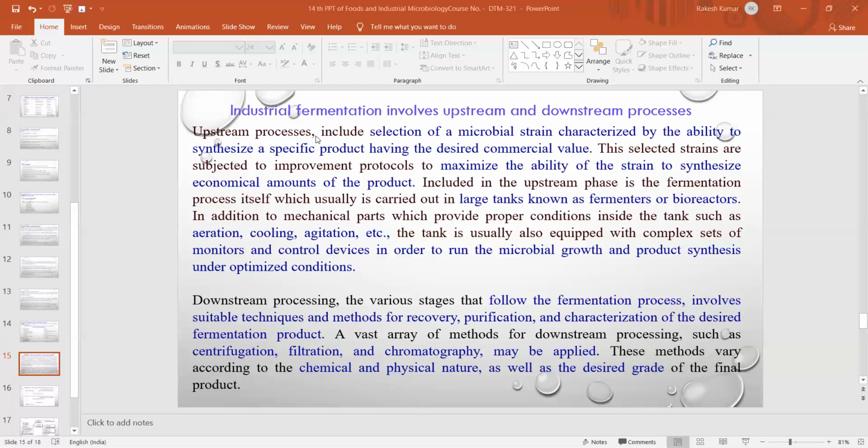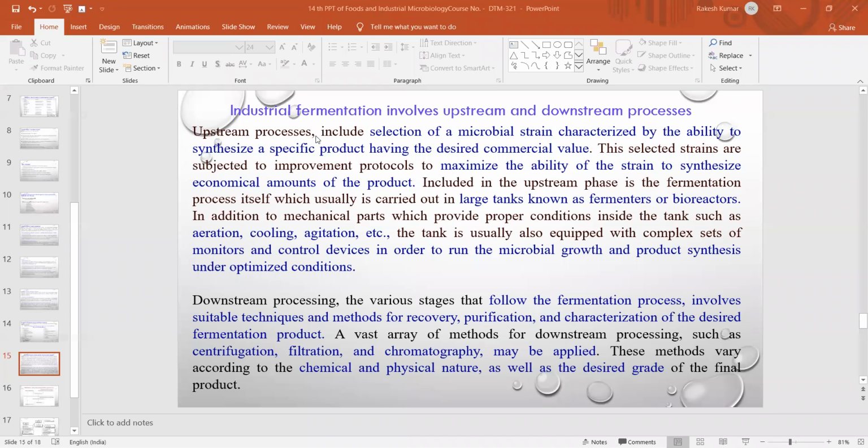There are devices for creating aeration. For cooling, there is a circulation system. For agitation, some device is there. The tank is usually also equipped with a complex set of monitor and control devices in order to run microbial growth and product synthesis under optimum conditions. So this whole thing, where you are using some kind of substrate and a specific type of strain, is known as the upstream process.